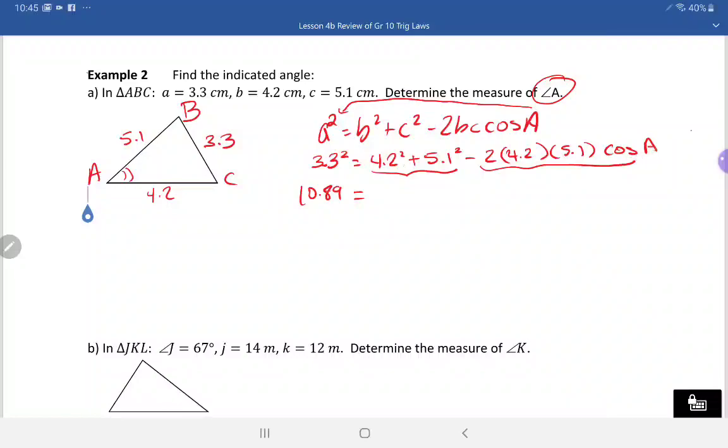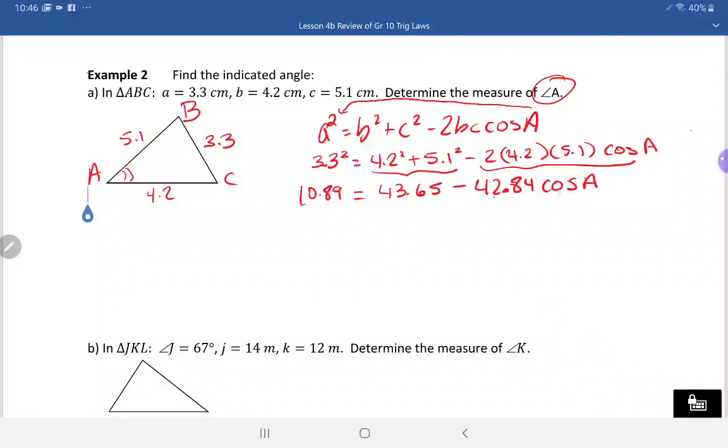So in order to isolate cos A, I'm going to go through and figure out some of these answers. So we're going to do 4.2 squared plus 5.1 squared in one step. And we're going to do these three in one step as well. Okay, so we're at the point where we have 10.89 equals 43.65 minus 42.84 cos A. This is attached to the variable. It's like having a 42.84x. So we actually cannot combine it with this 43. It's not a like term, right? This is a plain 43.65. This is like a 42.84x.